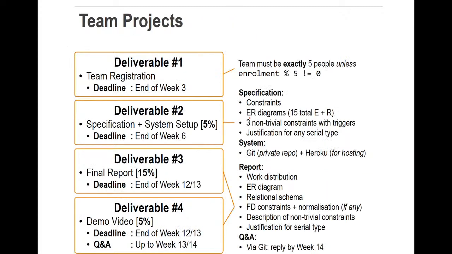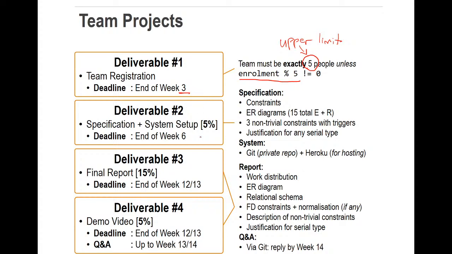Okay, so now for the team projects, I try to split the team projects into 4 deliverables. Every team must have exactly 5 people, unless the enrollment is not divisible by 5. Then I will allow some groups to have fewer people. But this will be the upper limit. You cannot have more than 5 people. The team registration deadline will be the end of week 3, and this will be on the Saturday.